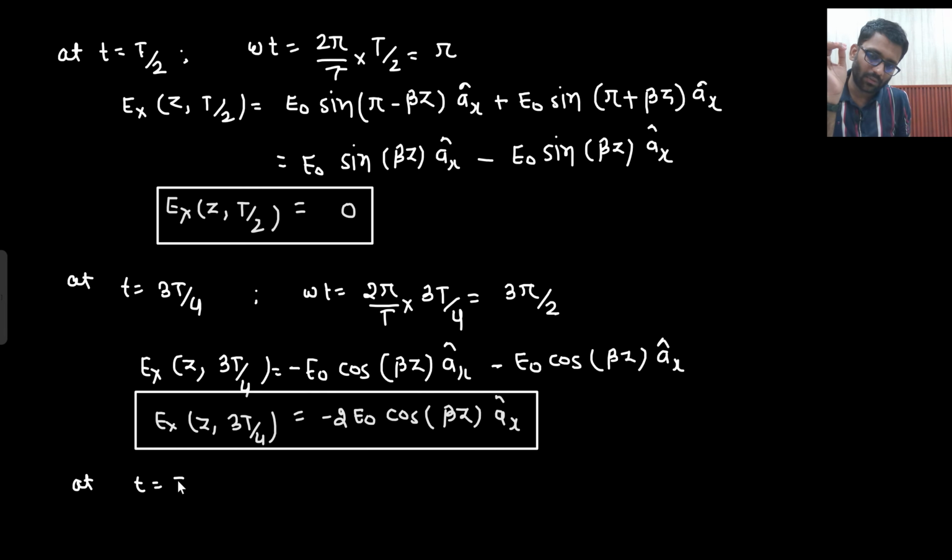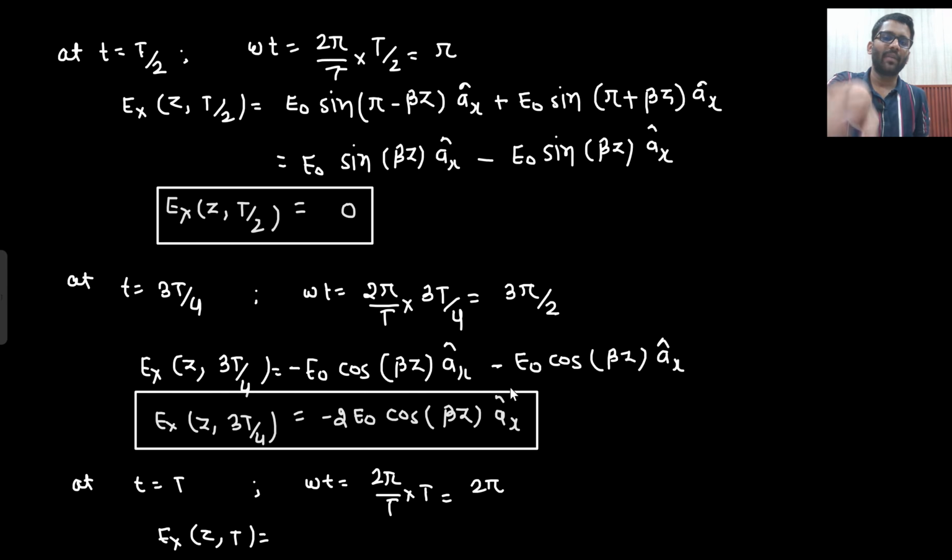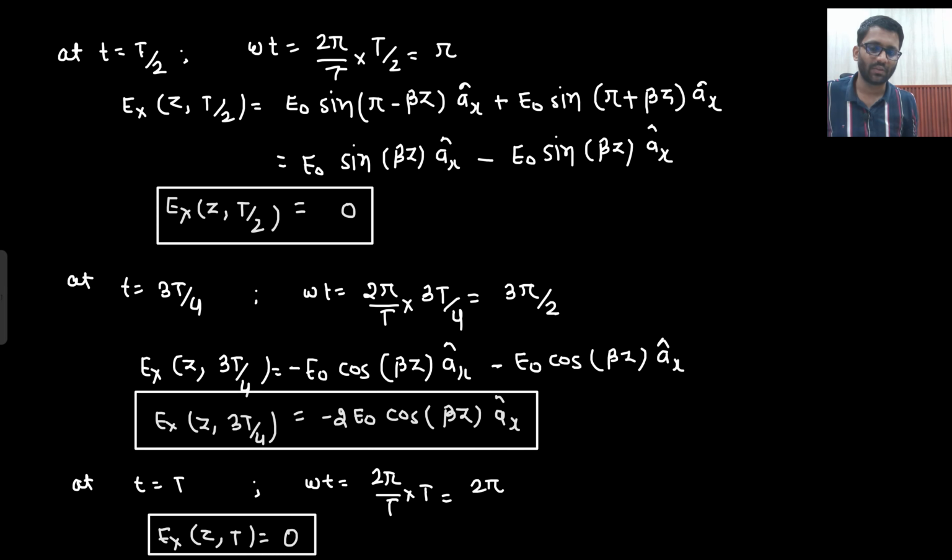At time t equals to t. So what will be the value of omega t? That would be 2 pi by t into t. That would be 2 pi only. So what do you think you are going to get? 2 pi minus beta z. That means fourth quadrant, sine would be negative, and 2 pi plus beta z, that means first quadrant, sine would be positive. Here it is negative, here it is positive. Both will cancel out, you will get 0. Very basic trigonometry it is, so we will get 0.